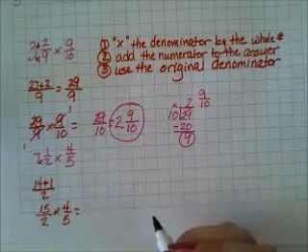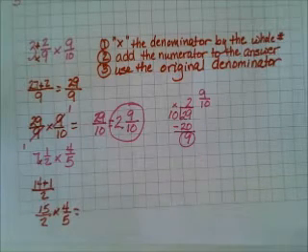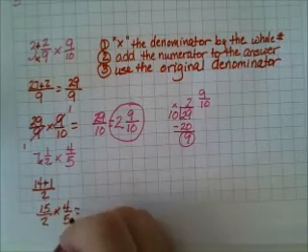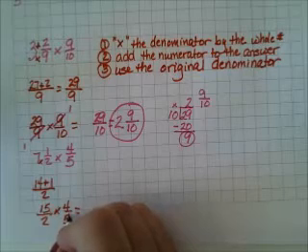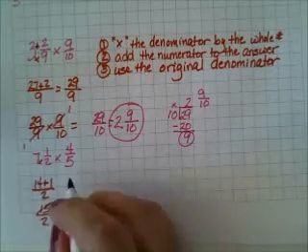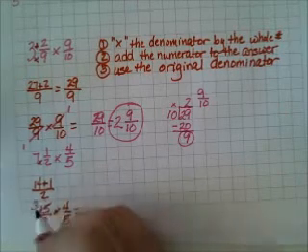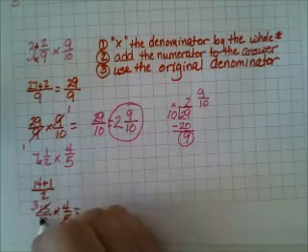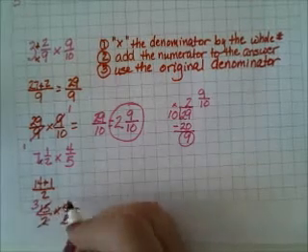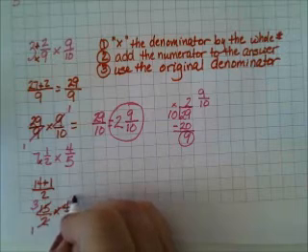Now I'm going to cancel, right? So let's see. I see that 5 goes into 15. So 5 divided by 5 is 1. 15 divided by 5 is 3. And then I see 2 and 4 here. 2 goes into 2 one time. 2 goes into 4 two times.